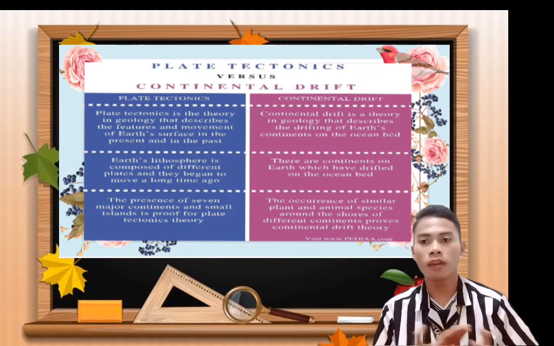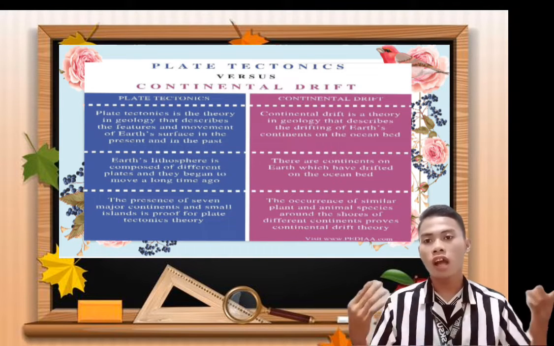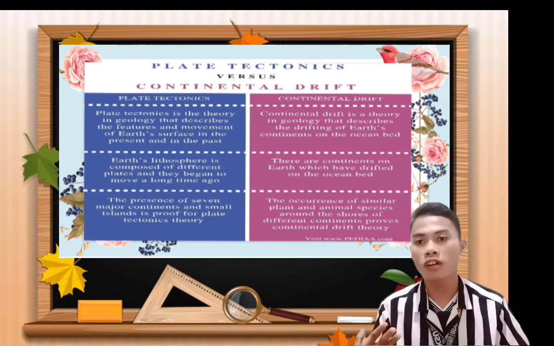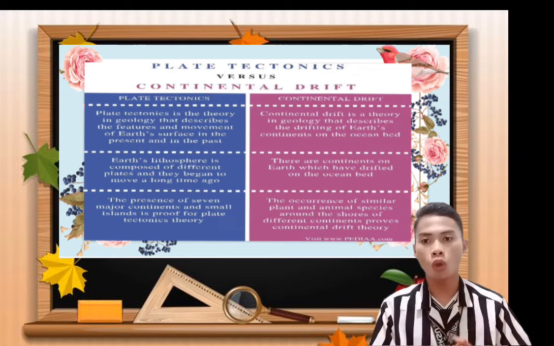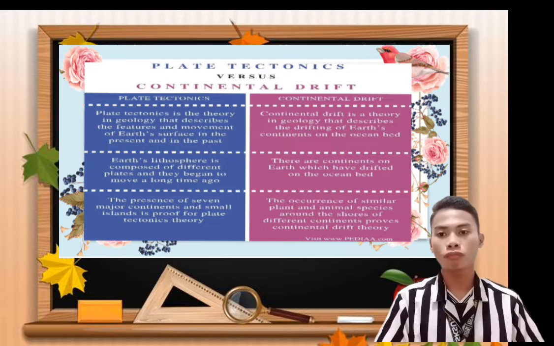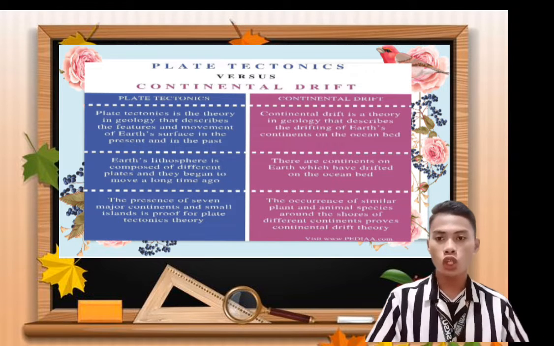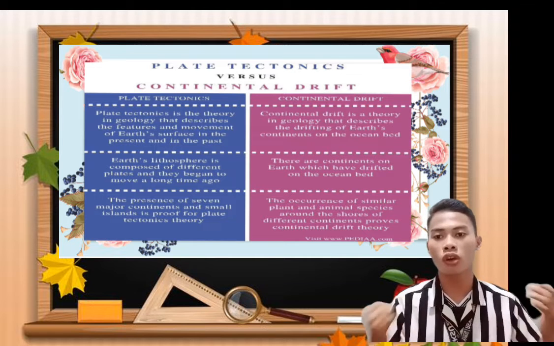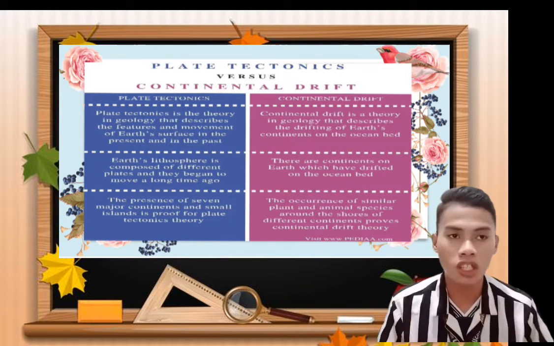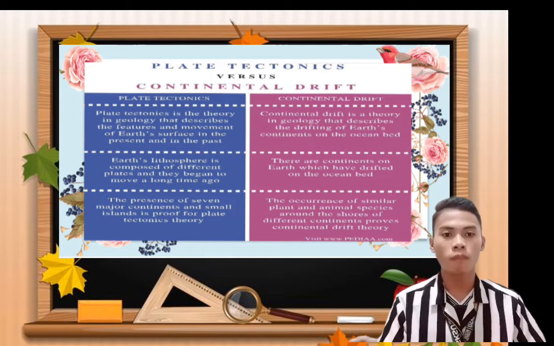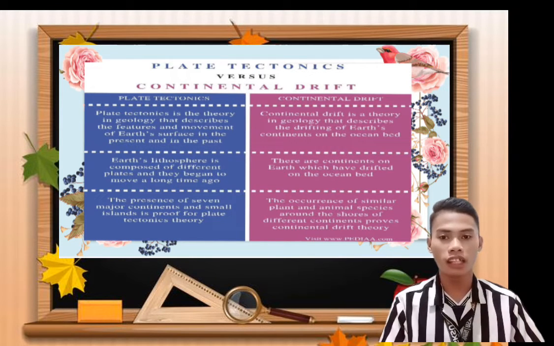While continental drift is the theory in geology that describes the drifting of the Earth's continents on the ocean. There are continents on the Earth which have drifted on the ocean bed. The occurrence of similar plant and animal species around the shores of different continents proves the continental drift theory. So that's the difference between tectonic plates and continental drift.